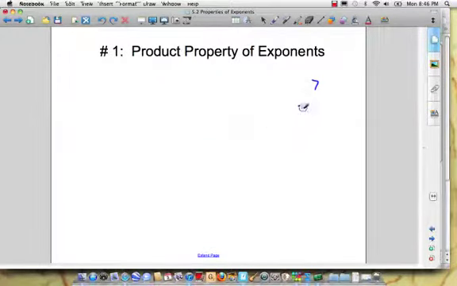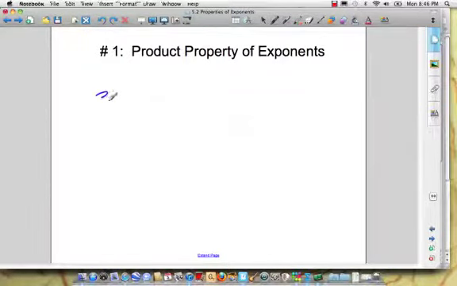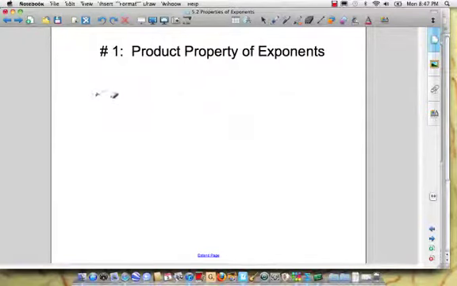So a more complicated problem would be one like this. Suppose you had 3y to the 5th times 6y to the 7th. Well, I can multiply 3 times 6, that's 18. And when I multiply y to the 5th by y to the 7th, I get y to the 5 plus 7, which is 12. Okay? Hopefully that's review. You've seen that before. So let's erase that example.